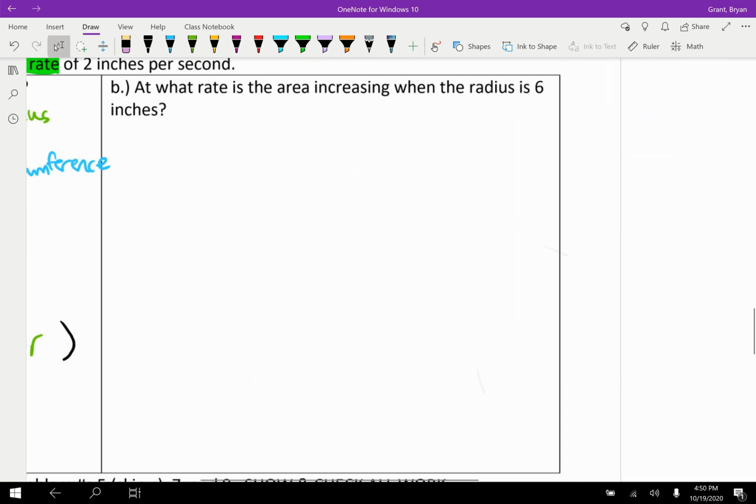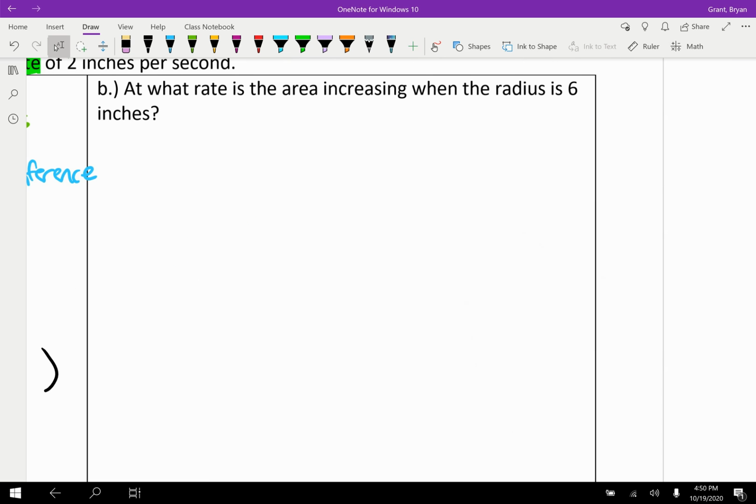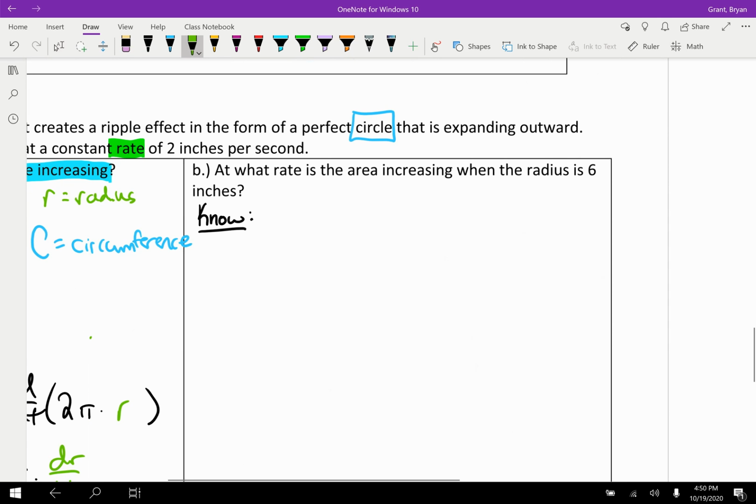So the last one. At what rate is the area increasing when the radius is 6 inches? Okay, here we go. Did they give us any rates in here? They didn't, so I think the only rate that I'm going to use is the one that we were given before. So we know that dr dt is again 2 inches per second.